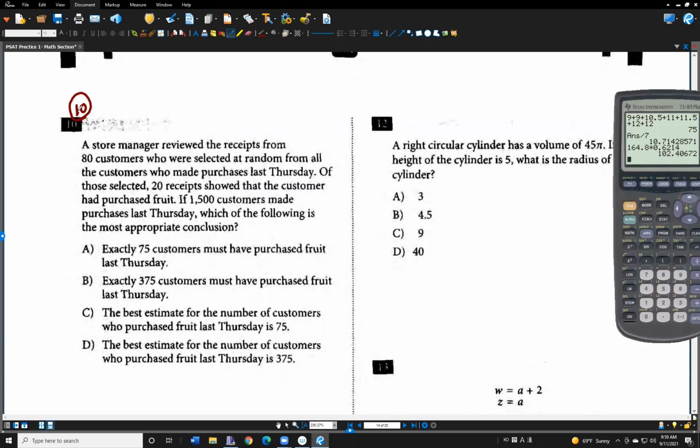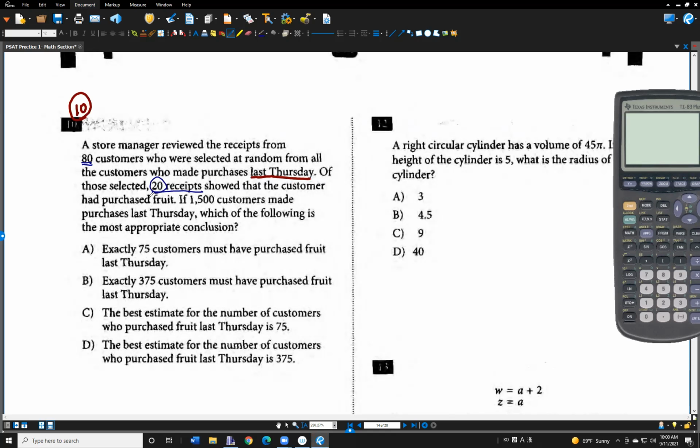A store manager reviewed the receipts from 80 customers who were selected at random from all customers who made a purchase last Thursday. We select 20 receipts. This is the sample size: out of 80, we choose 20. Sample size is 20. Some customers purchased fruit.